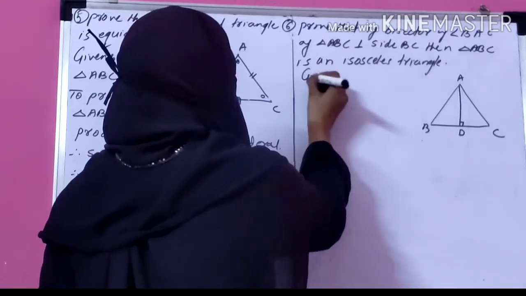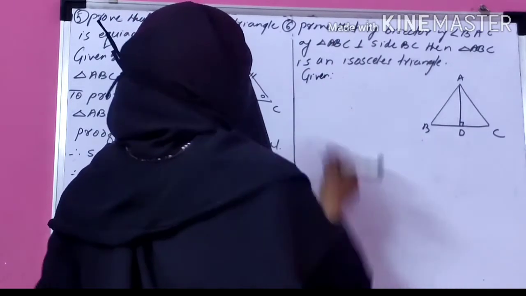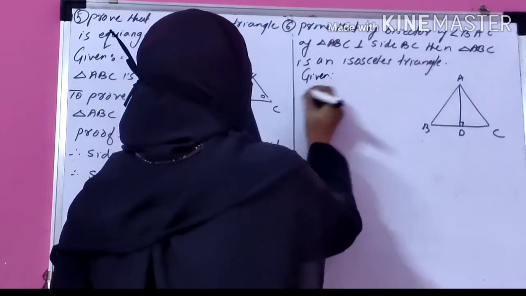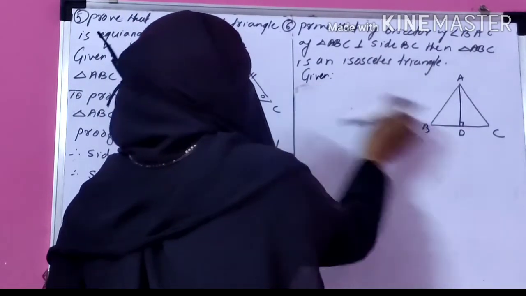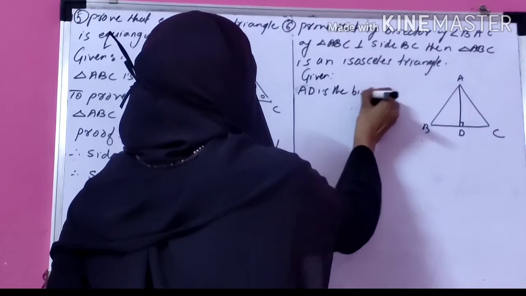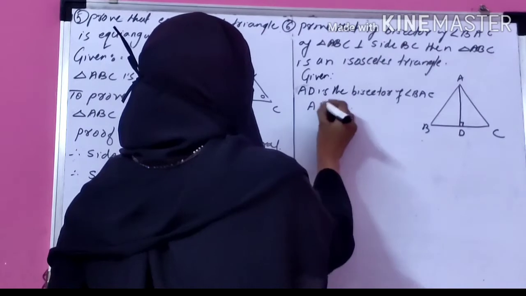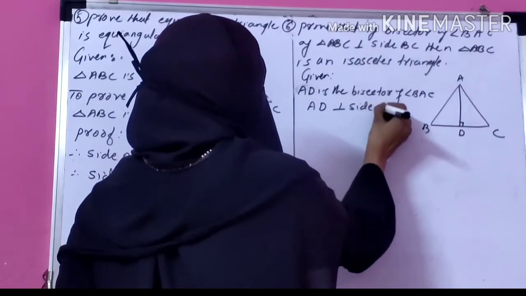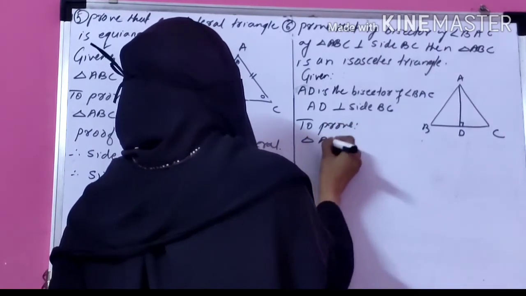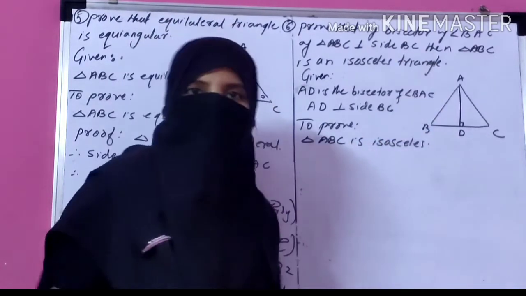So first of all, write given. Let's start your solution. Given is: AD is the bisector of angle BAC. AD is perpendicular to side BC. And to prove, we have to prove that triangle ABC is isosceles.